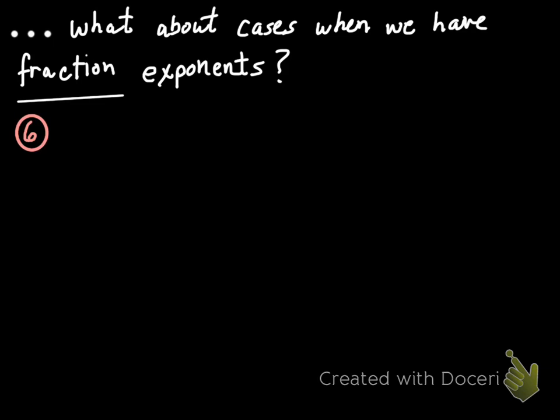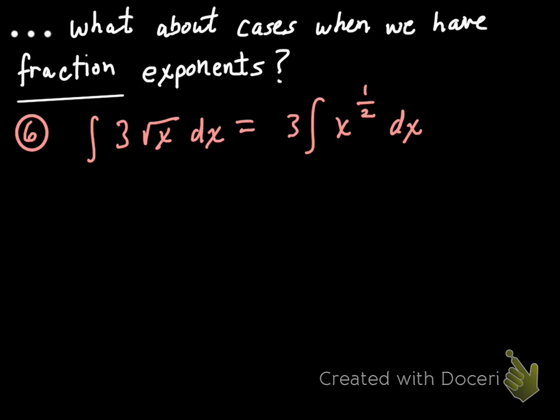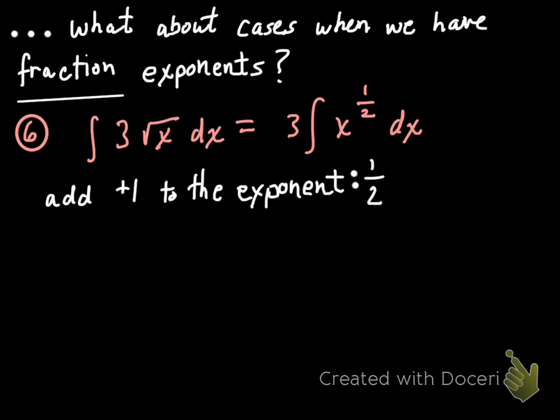Let's look at an example of fraction exponents. We can still use that power rule in reverse. So if I get the integral of 3 root x dx, I can rewrite that as factor out the 3, integral of x to the 1/2 power dx, and I'm going to add 1 to the exponent, divide by the new exponent. Add 1 to the exponent. Well, when you add 1 to 1/2, that's the same as 1/2 plus 2 over 2. 2 over 2, of course, is just that 1 in disguise. And you get to the 3/2 power.